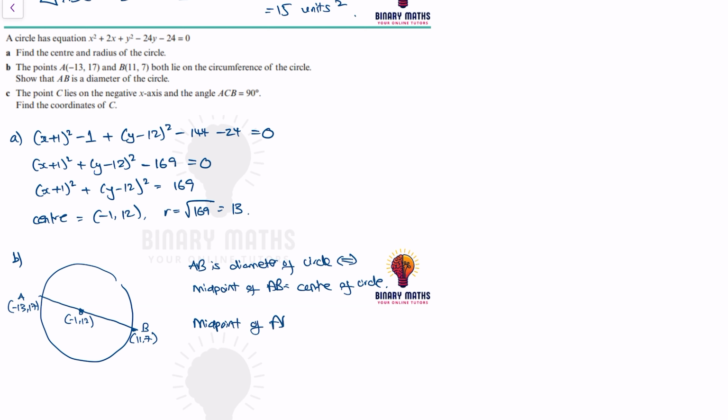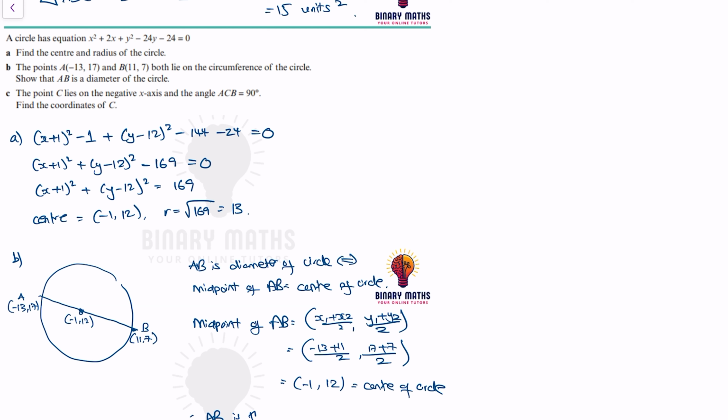The midpoint of AB is equal to x1 plus x2 divided by 2, y1 plus y2 divided by 2, which is minus 13 plus 11 divided by 2, and 17 plus 7 divided by 2. I get minus 1 and 12, which is equal to the center of the circle. Therefore, AB is the diameter of the circle.